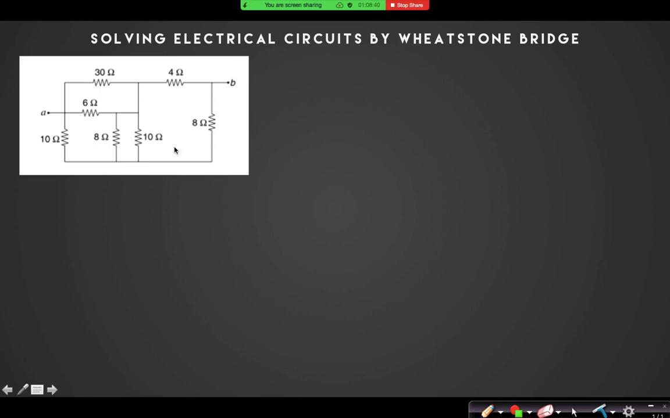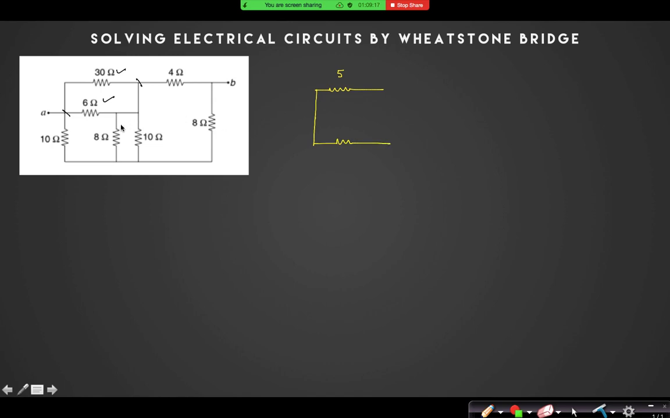Look how we can solve it. Can you see that this 30 ohm and 6 ohm, they are in parallel? Can you identify they are in parallel? Because the potential difference across these two resistors are same. So if 30 and 6 are in parallel, what is equivalent of that? 30 into 6 by 36, it's 5. Yes or no? And there is 10.